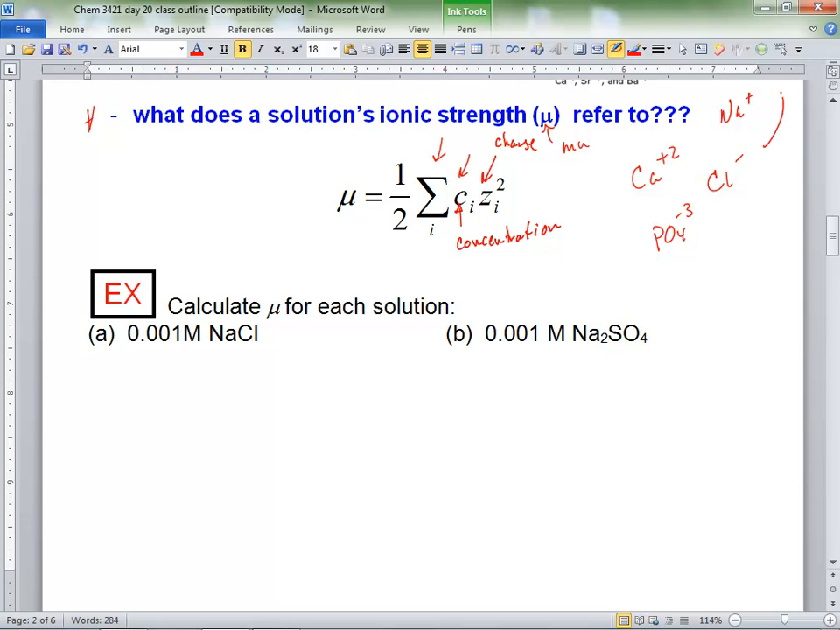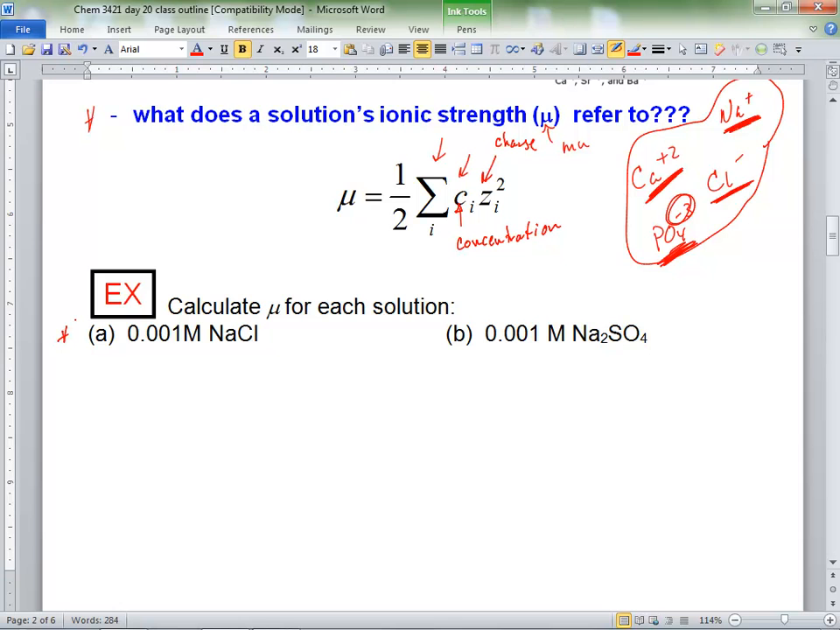So in this case, if we have 4 different ions, we're going to have 4 terms in the summation, right? 1/2 times the concentration of phosphate times its charge squared, 1/2 times the concentration of chloride times its charge squared, plus 1/2 the concentration of sodium times its charge squared, and 1/2 the concentration of calcium times its charge squared. Make sense? You just add them all up. So let's try it.